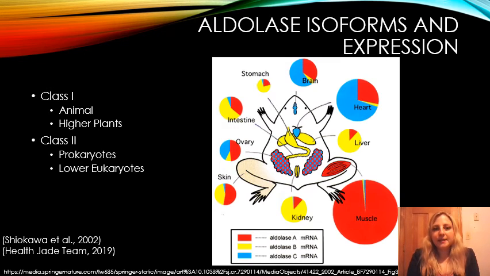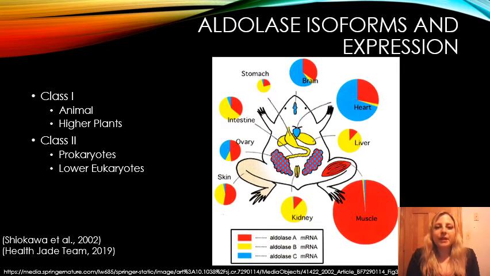Furthermore, type A and C subgroups focus their action primarily on glycolysis, while type B subgroups exert their action in both glycolysis and gluconeogenesis. The far less studied class 2 enzymes are found in prokaryotes and lower eukaryotes.